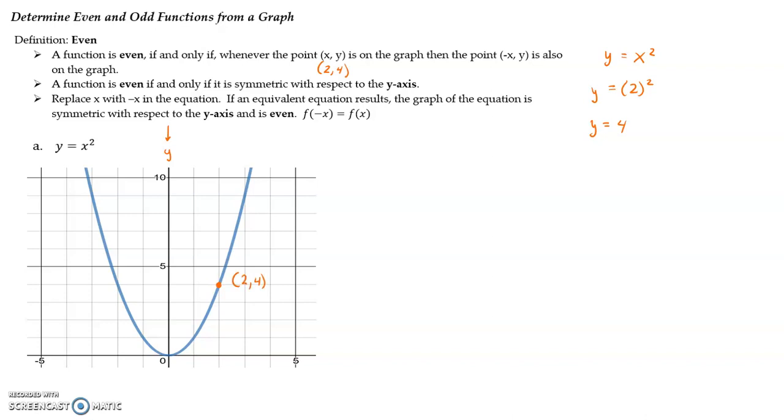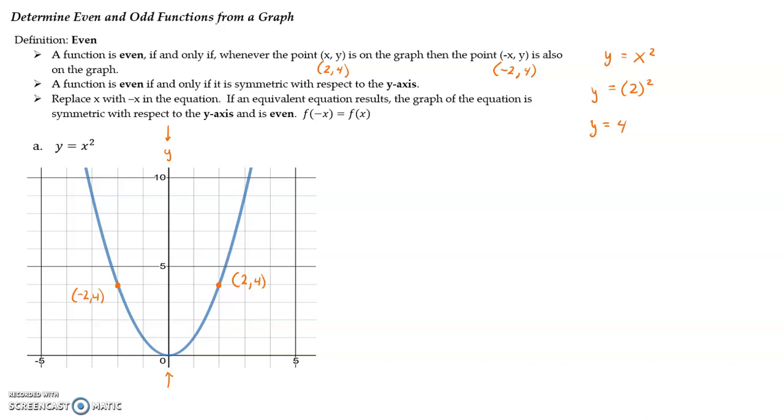And if we know that our graph has even symmetry or is symmetric with respect to the y-axis, then that means the point -x, y is also on this graph. Since we're looking at the point 2, 4, then that means the point -2, 4 would also have to be on our graph. And it is. Right, I could easily fold my piece of paper along this y-axis, and these points would match up or lie on top of each other.